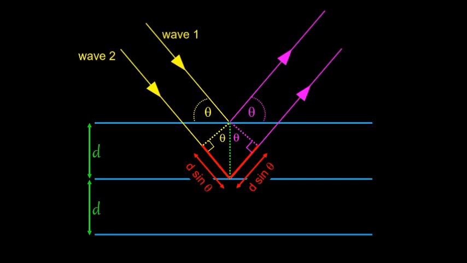Based on the trigonometric functions, each of those extra segments, as shown in red color, is d sine theta. That is to say, the total extra path traveled, or path length difference between wave beam 1 and wave beam 2 from adjacent or successive atomic planes, would be d sine theta plus d sine theta.